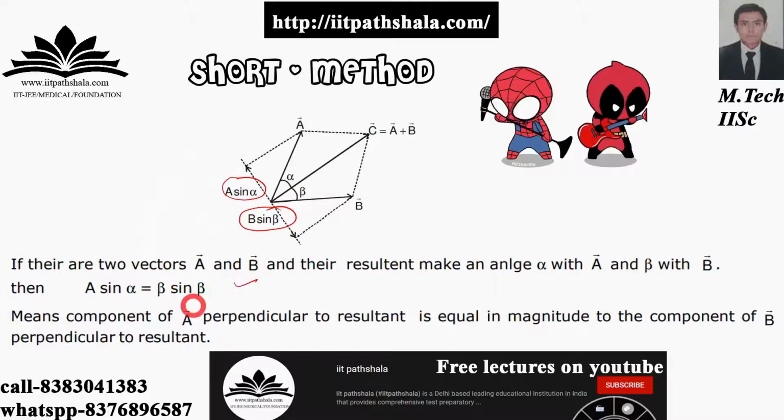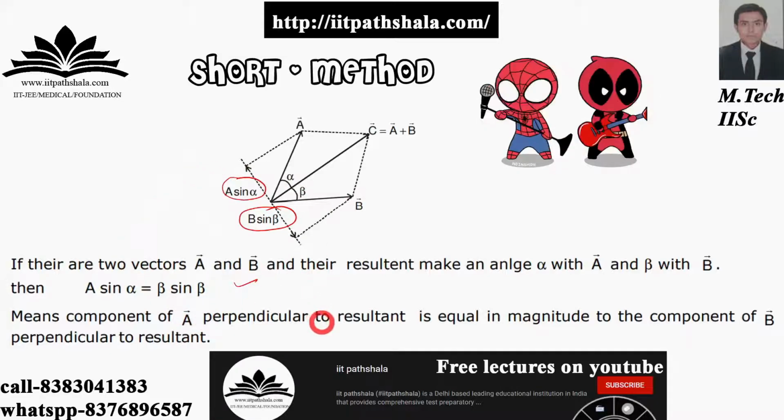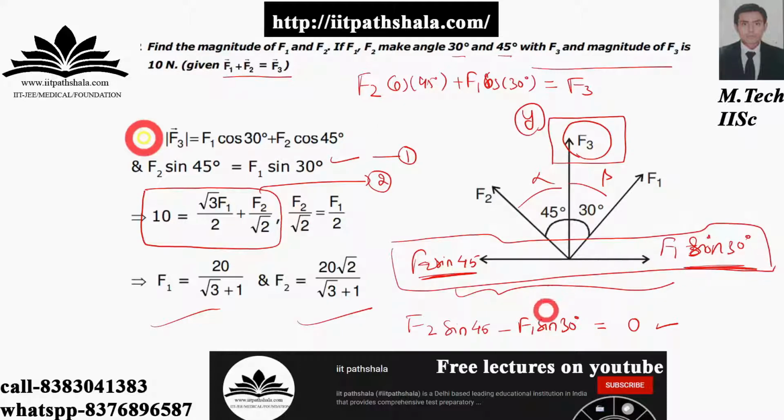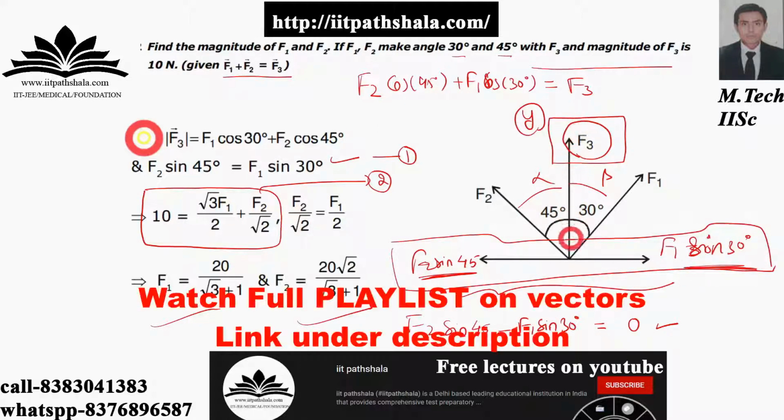So the component of A vector perpendicular to the resultant is equal in magnitude to the component of the B vector perpendicular to the resultant. That's the trick. That is, A sine alpha equals B sine beta. As you have seen over here, my resultant force was at this angle, there were two angles, namely alpha and beta. So what I have done was I have equated both of them, and logically they should be equated because everything is in the y direction. Resultant is in the y direction itself, so there is no point of talking about the x direction over here. Fine.